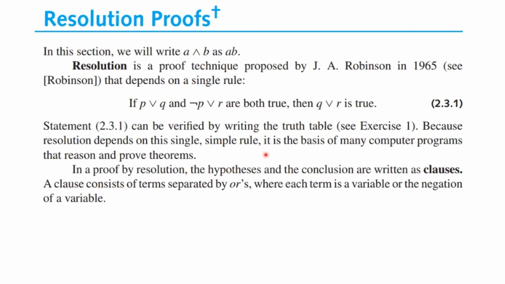It turns out that this is the basis of many computer programs that reason, that is, think, and prove theorems. In a proof by resolution, the hypothesis, this is the if part, and the conclusion are written as clauses, and a clause consists of terms separated by ors, where each term is a variable or the negation of a variable. So you can see you've got ors everywhere in the statement there.